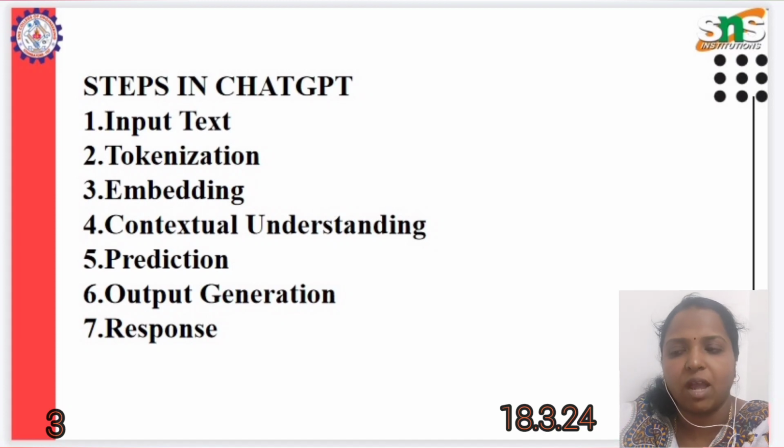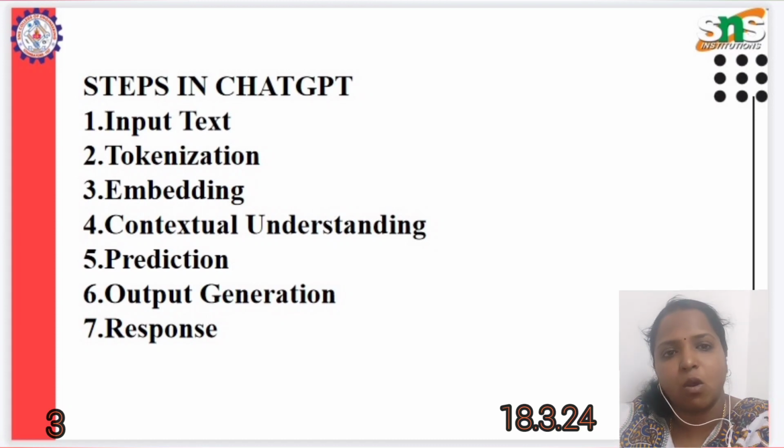Next we are going for embedding. Each token is then converted into a numerical representation, which is called embedding. This embedding captures the meaning and the context of the token in relation to the surrounding text. According to its context, it tries to understand the meaning of that word. That is called embedding.